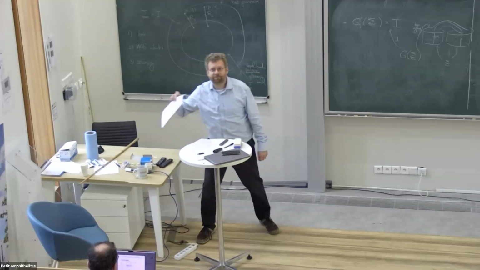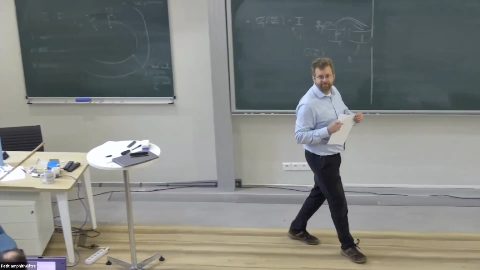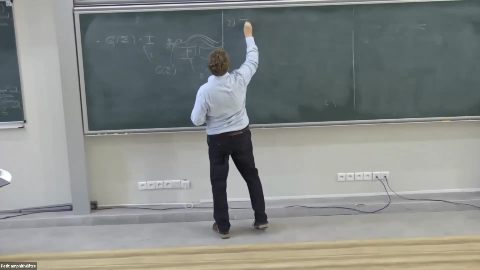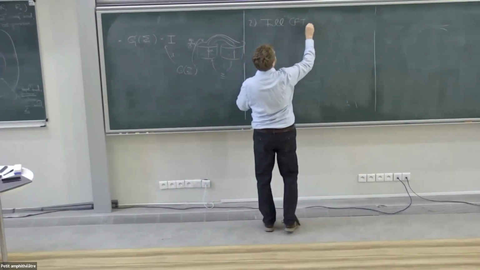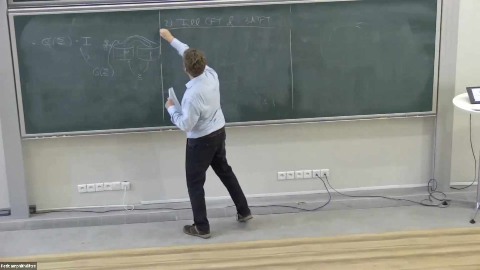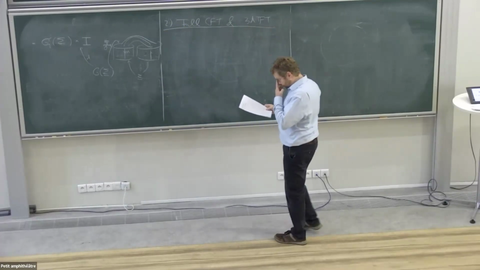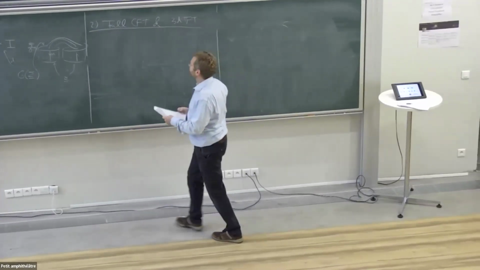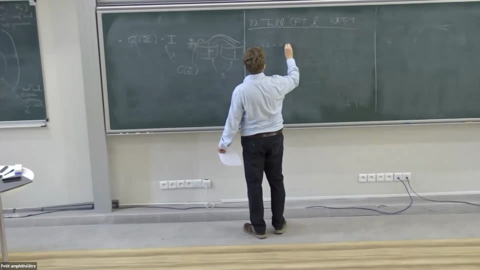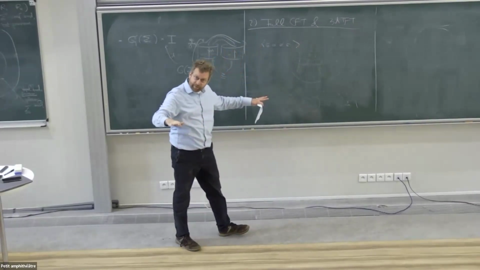Otherwise, I'll go to the second part, CFT and CFT. So let's go back to the basics. So remember that we had our Ising four-point correlator on the complex plane.